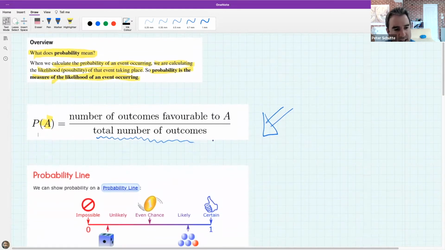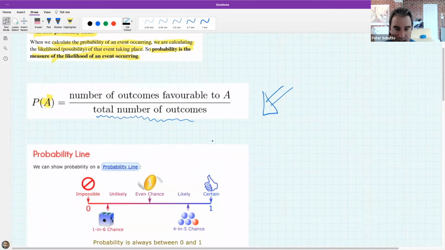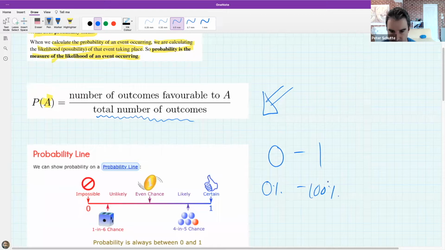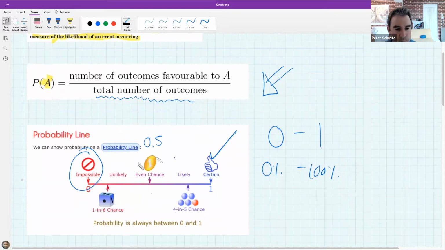But when you calculate the probability of something, it can only be between 0 and 1, or on the percentage scale from 0% up to 100%. Probability doesn't exist outside of that range. 100%, or 1, is certain, and impossible is 0. If there's an even chance, it'll be halfway along, a 0.5 chance. We call this the probability scale.